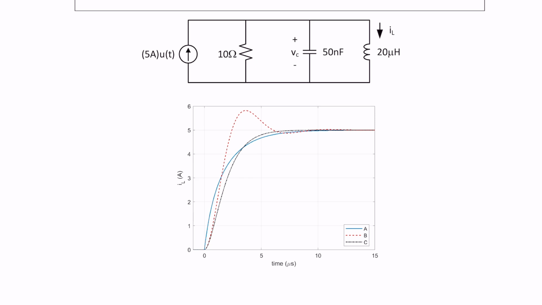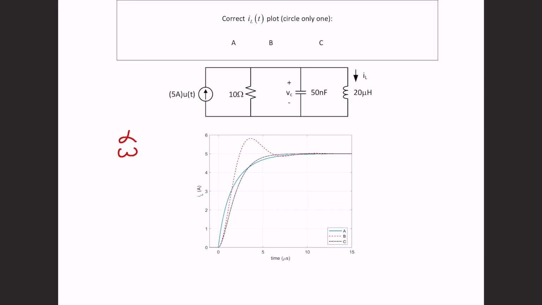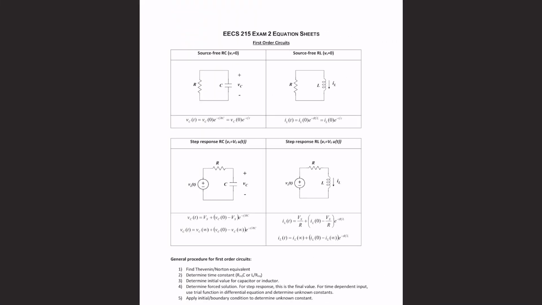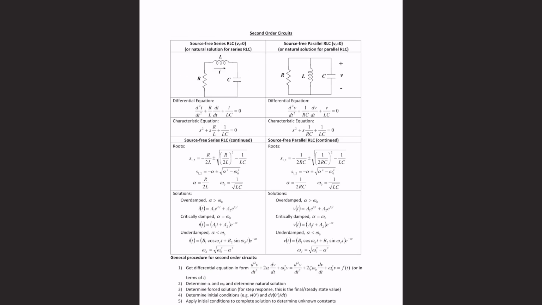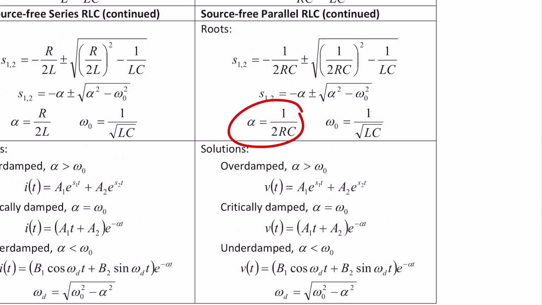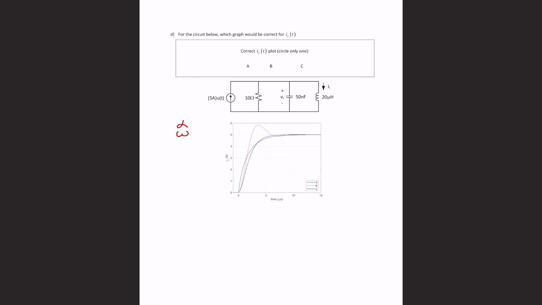Well, all the damping, again, depends on alpha and omega, right? Those are the two that determine that. So let's find those. Again, going to our trusty cheat sheet, we have this type of circuit, which means we are going to be finding alpha like this and omega like this. So let's just plug in.